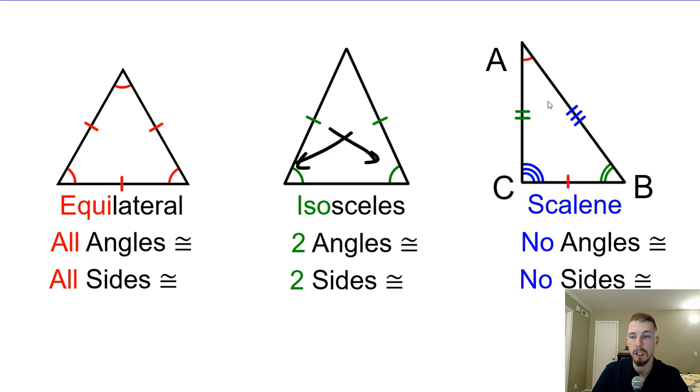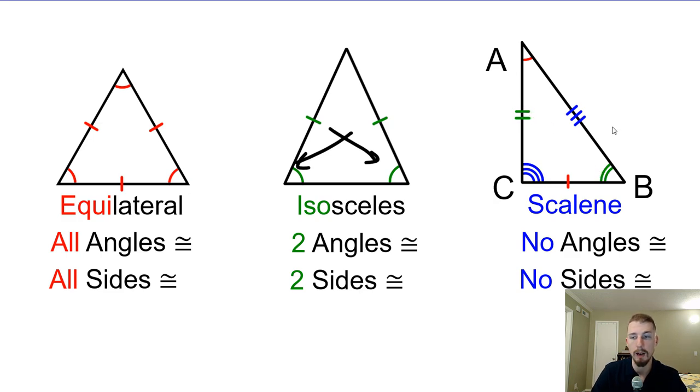But the other thing I wanted to show you here was with scaling. So all the sides are different and all the angles are different as well. Notice the smallest angle is going to be opposite of the smallest side. The longest side is going to be opposite the biggest angle. And then the medium side, like Goldilocks, is going to be opposite the medium angle.